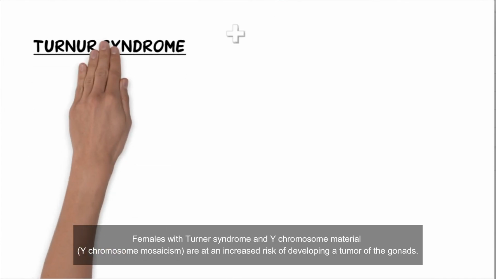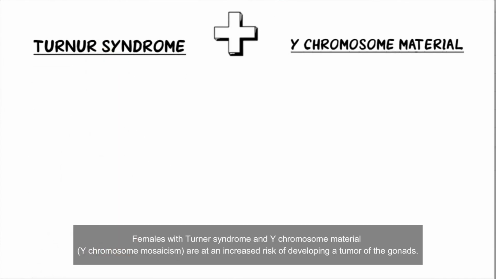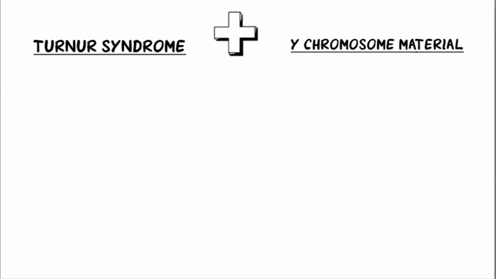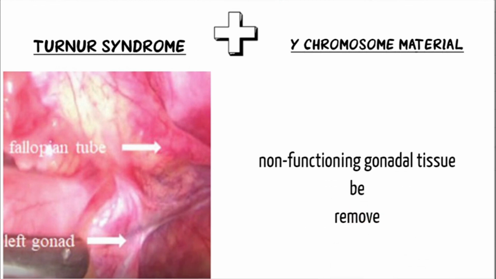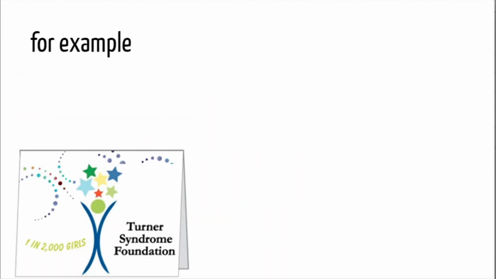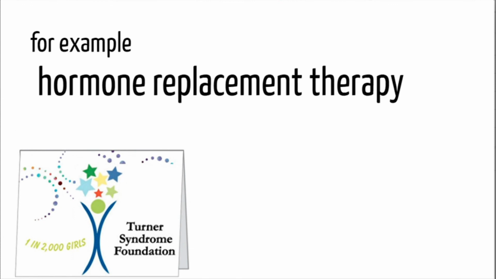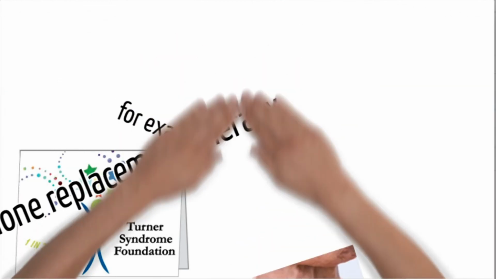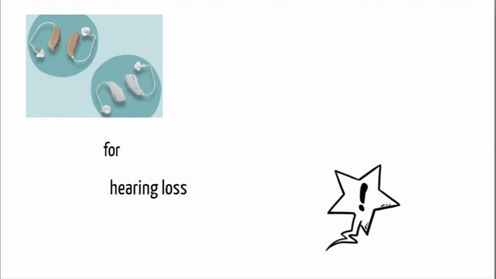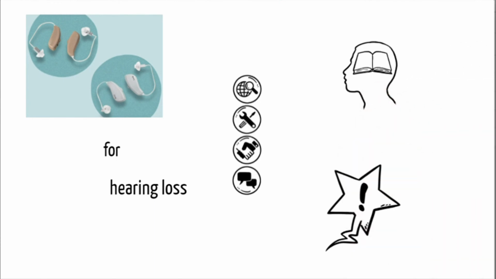Females with Turner syndrome and Y chromosome material, Y chromosome mosaicism, are at an increased risk of developing a tumor of the gonads. In such cases, it is recommended that the non-functioning gonadal tissue be removed. Additional treatment is symptomatic and supportive. For example, thyroid hormone replacement therapy may be used to treat individuals with thyroid disease. Correction of hearing loss with hearing aids is another important intervention, which can help with learning and social interaction.